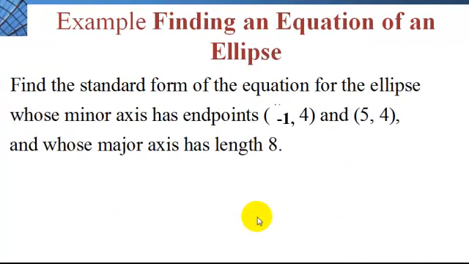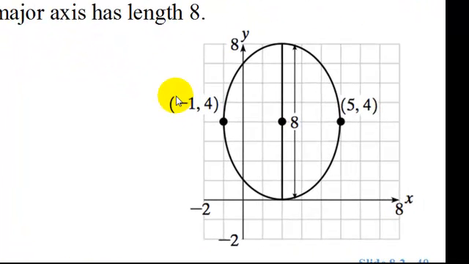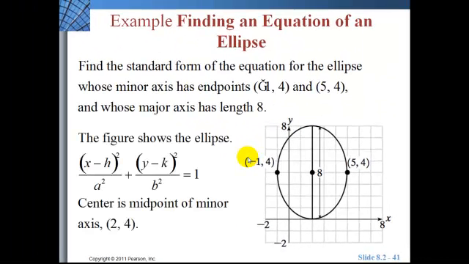So let's try it. Find the standard form of the equation for the ellipse whose minor axis has endpoints -1, 4 and 5, 4, and whose major axis has length 8. So let's start off by drawing a picture with our -1, 4 and our 5, 4 for the minor axis. And in this particular equation, the minor axis is along with the x value, so this is incorrect. We'll go with it for here, but you need to know that it is incorrect. I'm sorry, I can't fix it easily from this slide.